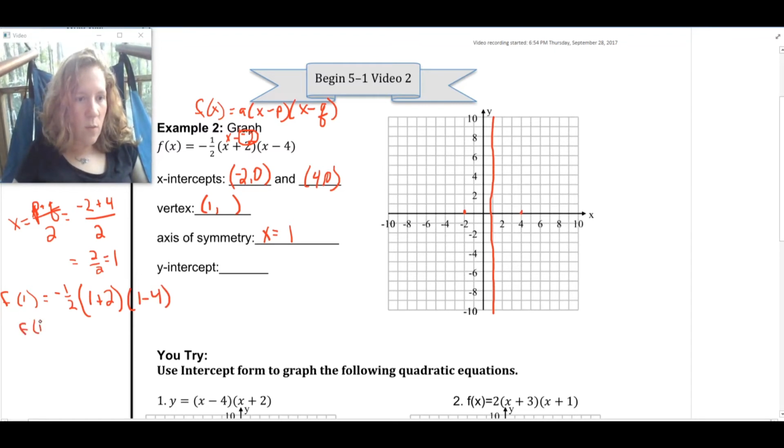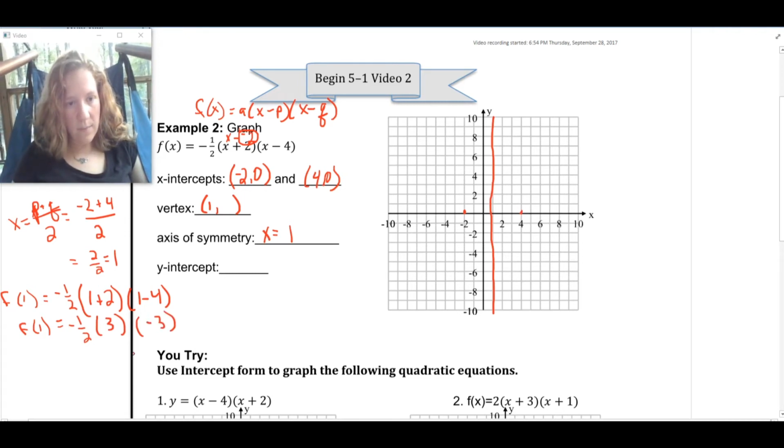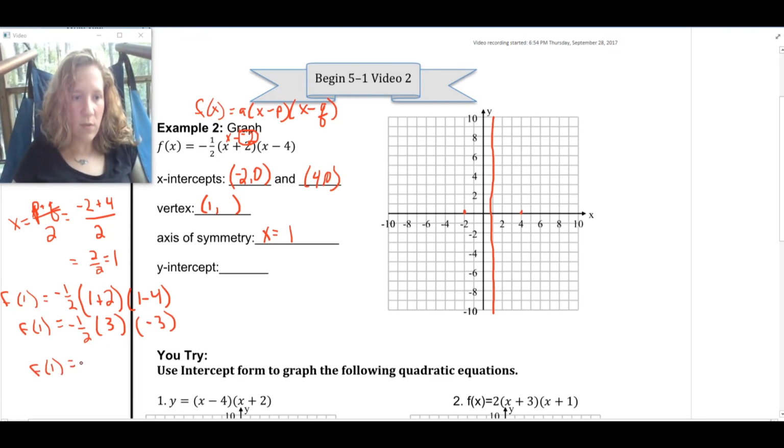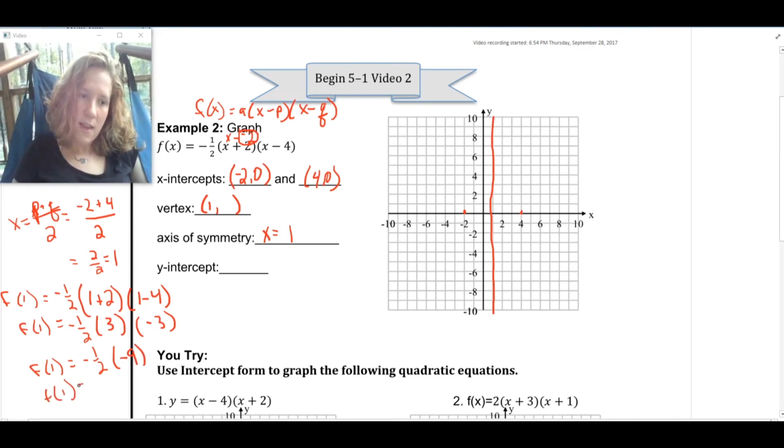So then f of 1 equals, I'm going to go ahead and do what's in my parentheses, just following the order of operations. 1 plus 2 is 3. 1 minus 4 is negative 3. And then I'm going to multiply. I like to go ahead and multiply my whole numbers first. 3 times negative 3 is negative 9. And then negative 9 times negative 1/2 is positive 9/2, or positive 4.5.